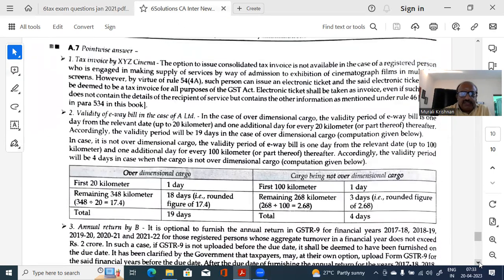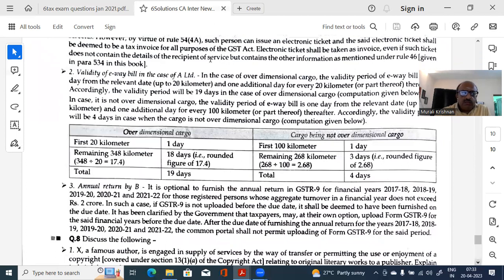This is a table that says that over-dimensional cargo means first 20 kilometers 1 day, remaining 348, total 368 kilometers is gone. So that is every 20 kilometers it will be added. So the e-way bill is relevant for up to 20 kilometers and one additional day for every 20 kilometers. So first 20 kilometers is 1 day. Then 348 left. 348 divided by 20 is another 18 days it is valid. Therefore, total validity of the e-way bill is 19 days.